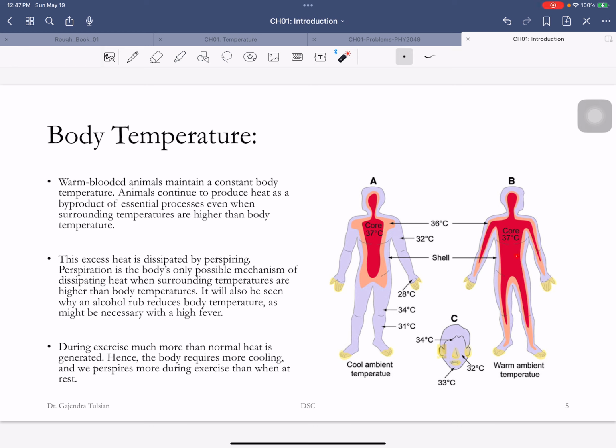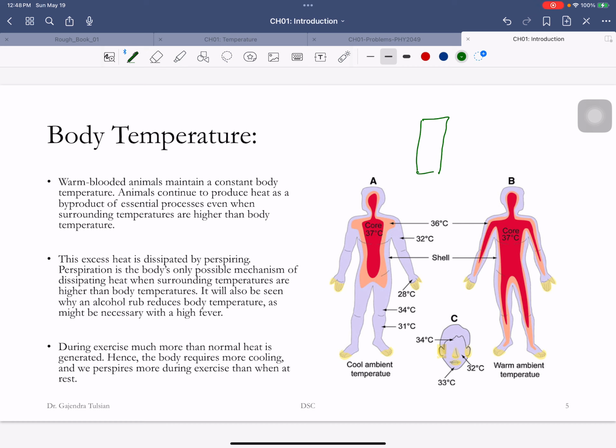Well, your bodily processes still have to go on. You're producing heat, and now the outside temperature is hotter than the inside temperature. So the point is, how do you get rid of the heat? You will learn in this course.